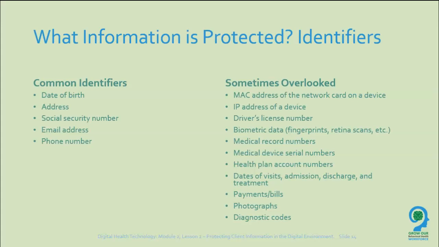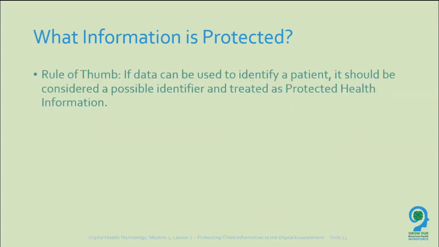If you have a patient with diabetes, with an insulin pump, the serial number on that pump can be used to identify that patient. Health plan account numbers, dates of visits, admission, discharge, and treatment, payments and bills, photographs, diagnostic codes. I should also note that even old addresses and old phone numbers can be used to track patient identity, so never ever disclose those.